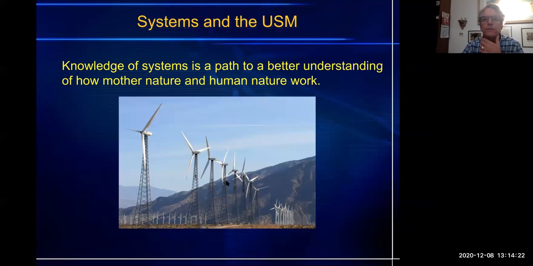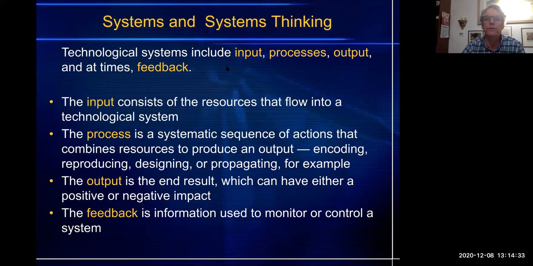So knowledge of systems is a path to better understanding of how Mother Nature and human nature work. This is out in California, I believe, big wind field. Technological systems include input, processes, output, and at times feedback, depending on if it's a closed or open loop.